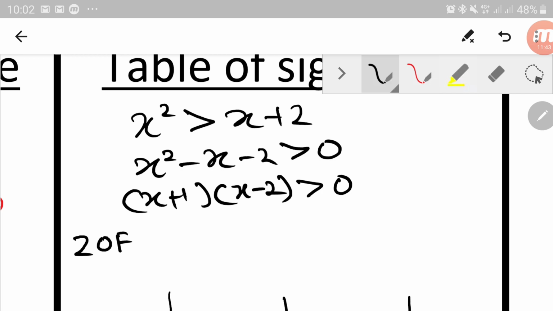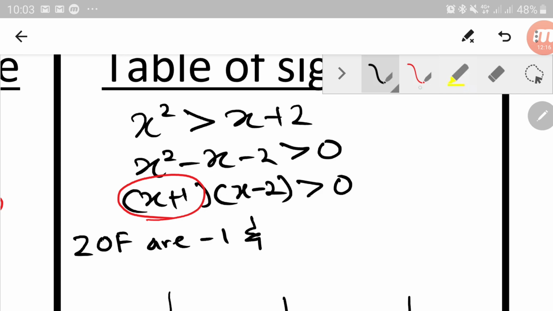What it means is that ZOF or CV is a number that makes a factor 0. So how many factors do we have over here? We have one factor, we have two factors. So we have to find the values that make each factor 0. Let's have a look at the first factor, x plus 1. What value will make x plus 1 equal 0? The value is minus 1. So the ZOF is minus 1.